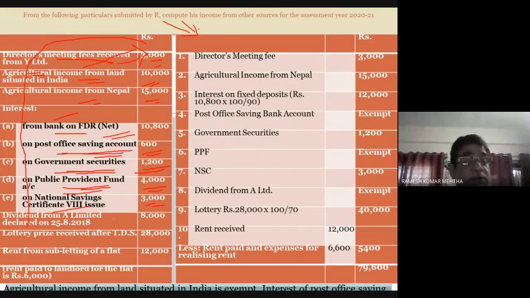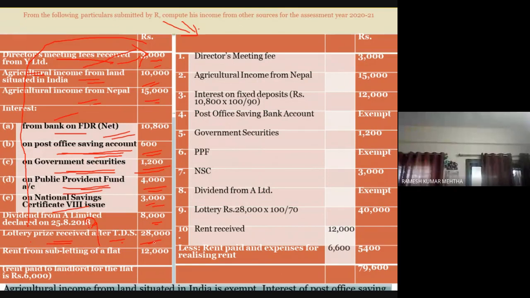And on national savings certificate 8th issue, he has earned interest income of 3,000 rupees. Similarly, he has got some dividend from A Limited on 25th August 2019, and this dividend income is rupees 8,000. Lottery: he has won a lottery, and after deduction of tax at source, he has made an income of 28,000 rupees.